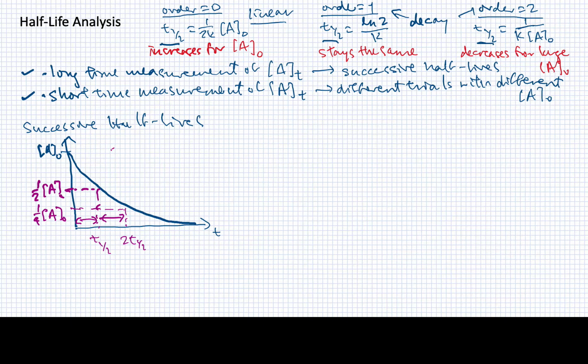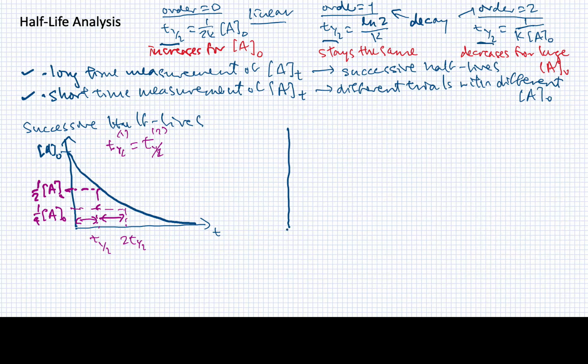So what this tells us is that the first and the second half-lives are going to be equal to one another. This is a very characteristic feature of first order exponential decays and is pretty easy to spot if we have long time data. What about if we had a second order reaction?